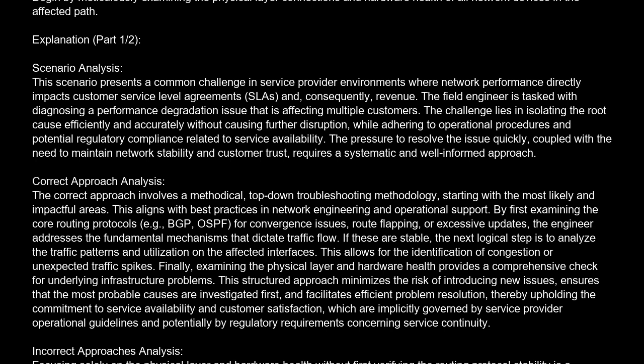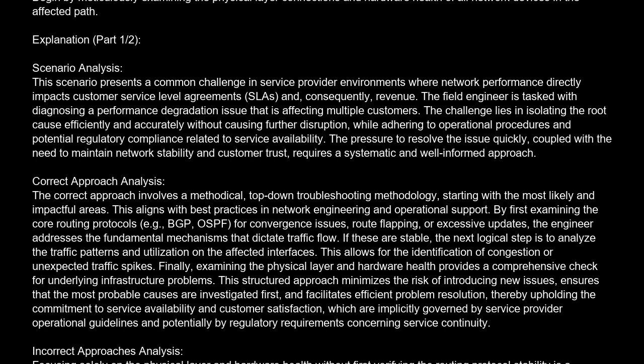Correct approach analysis. The correct approach involves a methodical, top-down troubleshooting methodology, starting with the most likely and impactful areas. This aligns with best practices in network engineering and operational support. By first examining the core routing protocols e.g., BGP, OSPF, for convergence issues, route flapping, or excessive updates, the engineer addresses the fundamental mechanisms that dictate traffic flow.